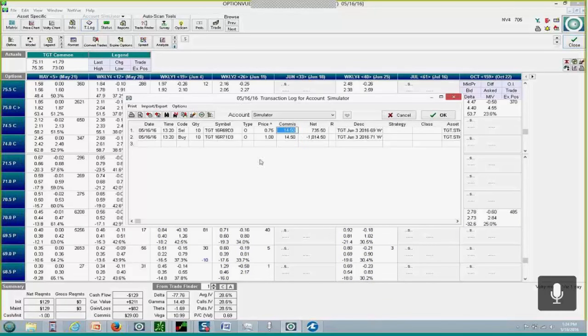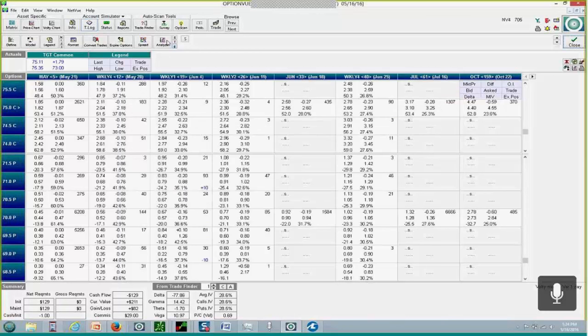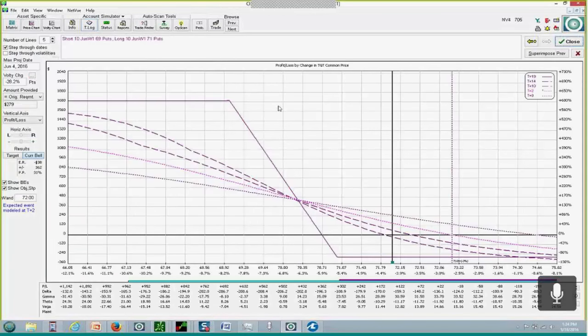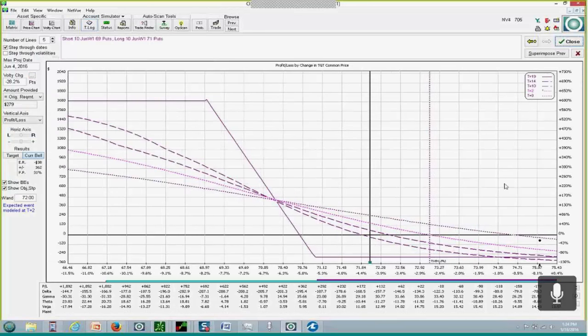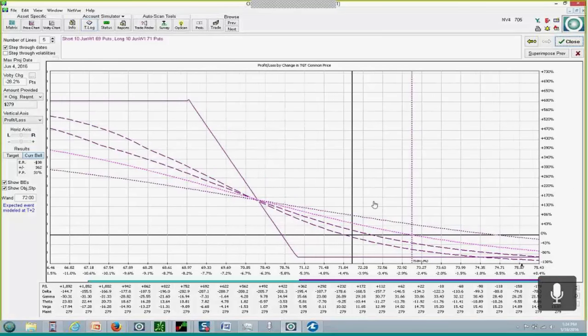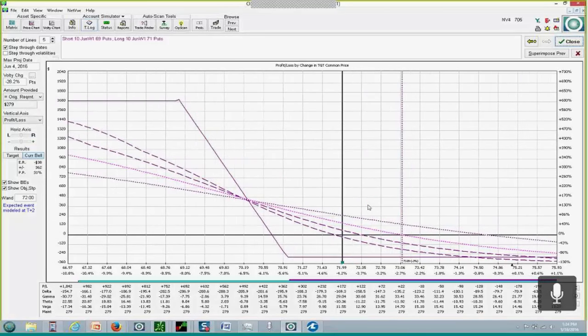Okay, now I'm forcing a simulated trade that's going to cost me 25 cents. And now if I look at my risk-reward graph, it's still not bad. It's still showing that I've got about a 1-to-1 risk-reward, where I'm expecting price to potentially drop to 72.